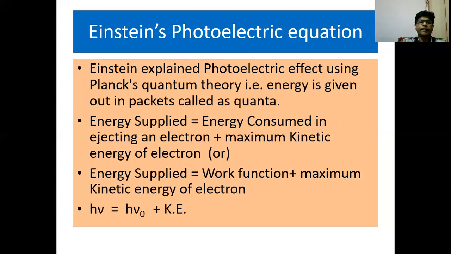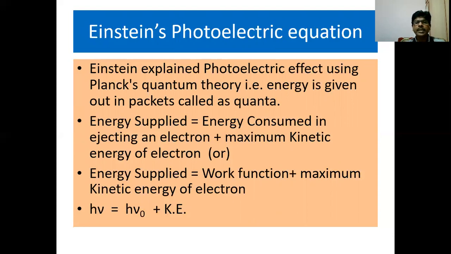If you take an example, suppose we say the energy supplied is some 5 units. For a given metal surface, the work function is fixed. Let us assume that it is 2 units. So out of the 5 units of energy that is supplied, 2 units of that energy is used to eject the electron from the metal surface, and the remaining is given as kinetic energy. So in this example, the kinetic energy would be 3.